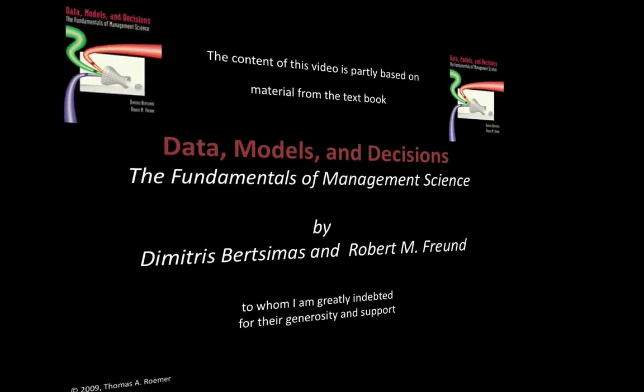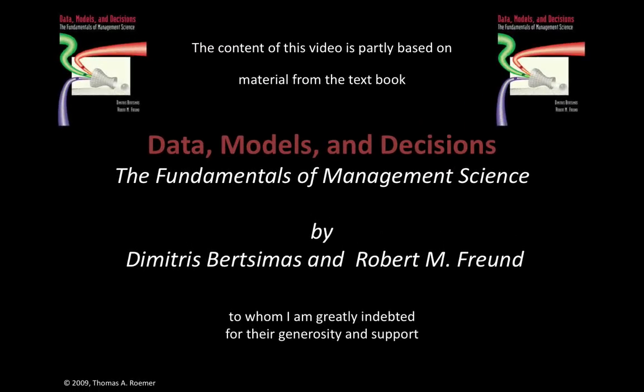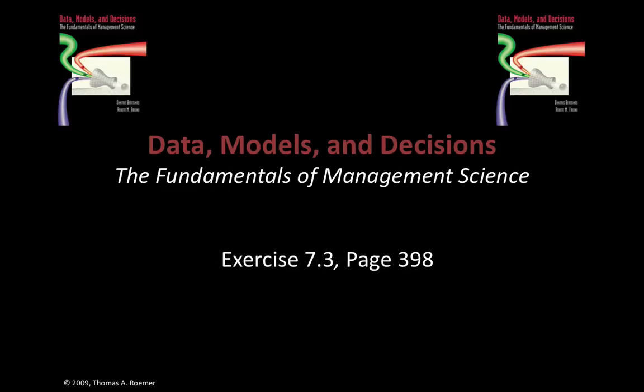The content of this video is partly based on material from the textbook Data, Models and Decisions, The Fundamentals of Management Science by Dimitris Bertsimas and Robert M. Freund. In particular, we will solve exercise 7.3 on page 398. Before you continue watching this video, you may want to first read the exercise. However, if you don't have your textbook at hand, you will still be able to follow what we are doing by simply looking at what we are doing on the screen.